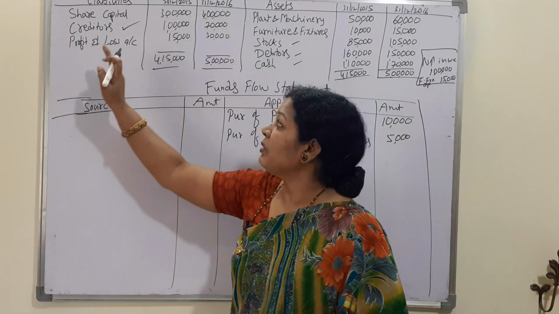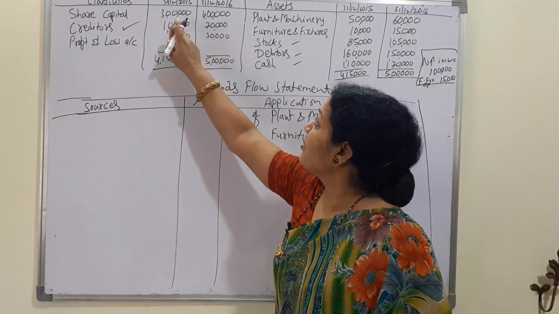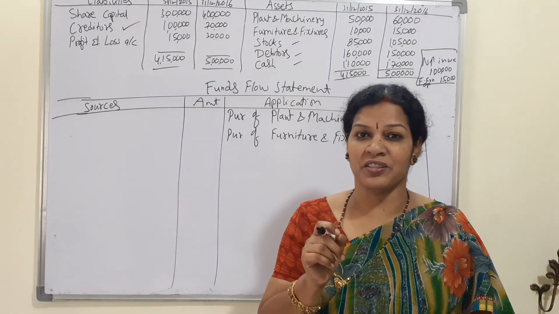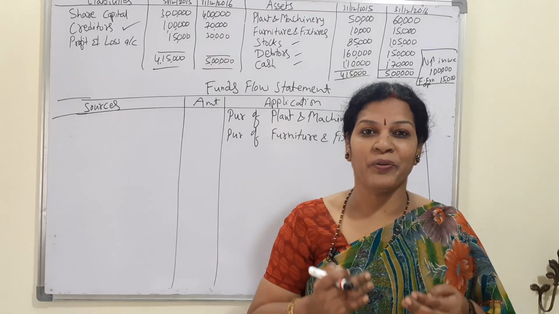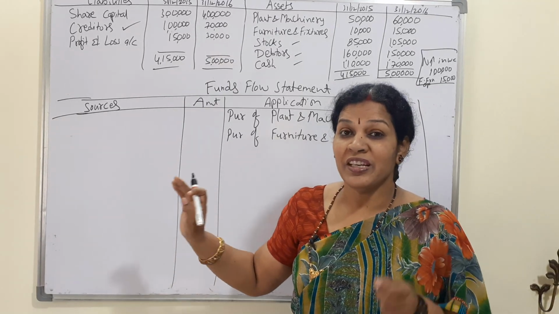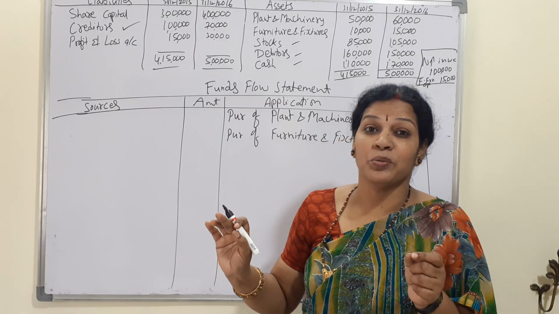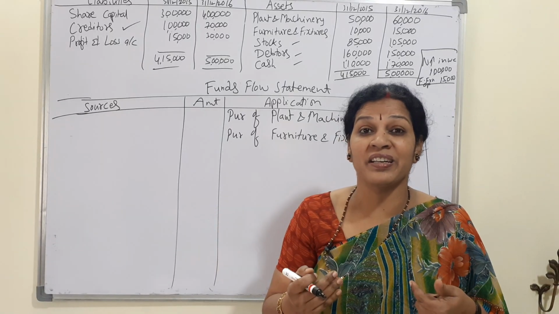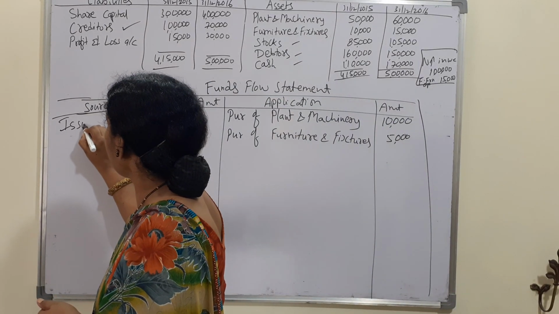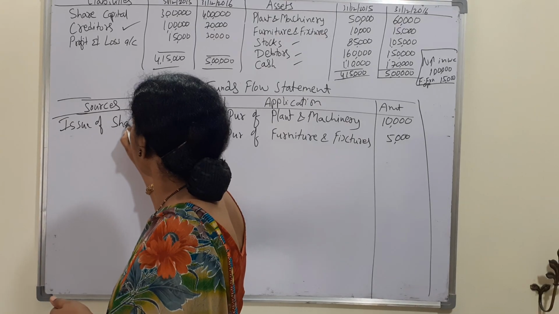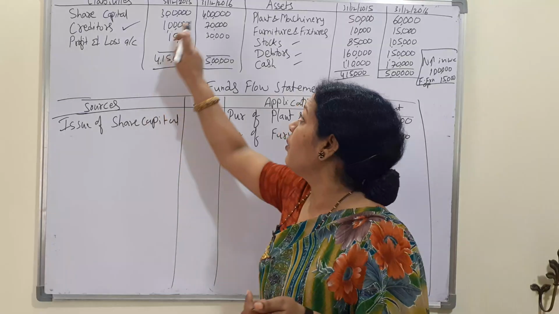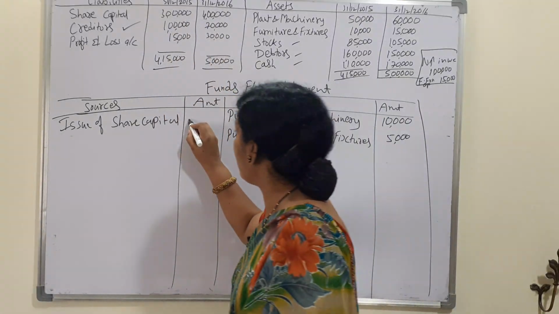Now coming to the liability side, share capital. Share capital is here 3 lakh to 4 lakh increasing. Increasing means issuing shares. Whenever we are issuing shares, we get funds. When we get the funds, it's a source. So what do we say? Issue of share capital. It's a source because we are issuing. Issuing means funds are raising. Raising means it's a source. How much we are issuing? 1 lakh. Difference we have to take always. 1 lakh we are issuing.